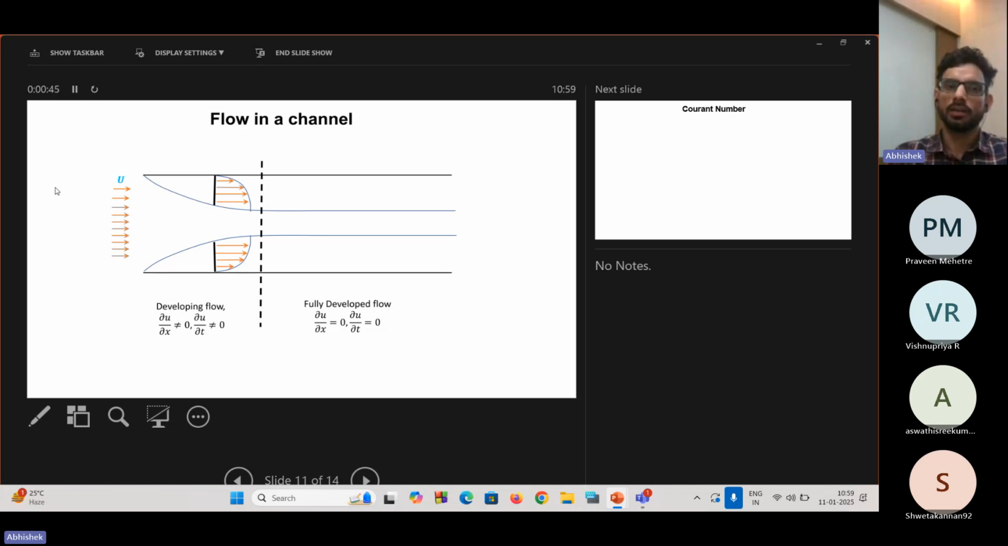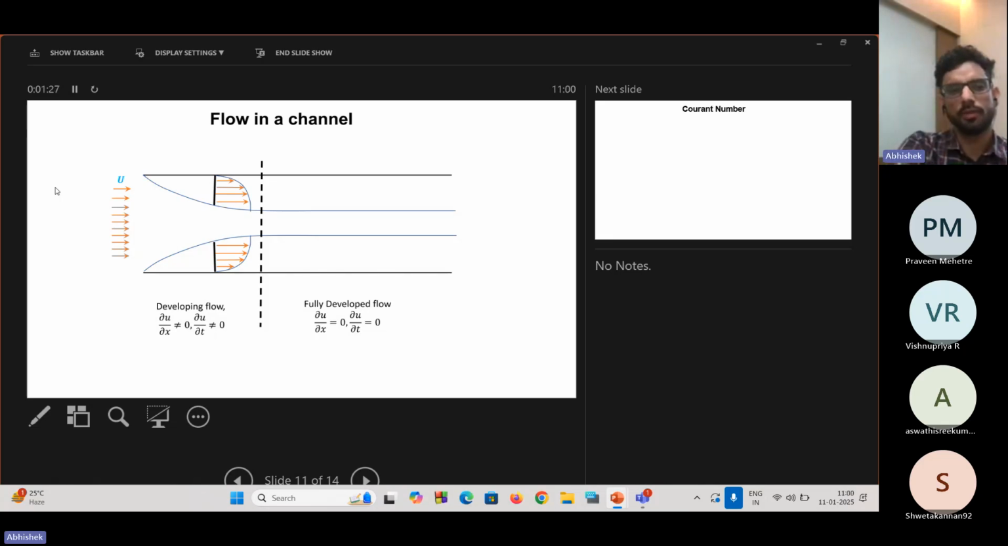When we say we have a fully developed flow in a channel, it means the boundary layer has fully developed. It is not changing in the x direction. Developing flow means del u by del x and del u by del t are both not equal to 0. The flow is still in the development stage, changing with time and in the x direction. But after a point, the boundary layer is almost not changing. That is when we call the flow fully developed, and we say del u by del x equals 0 and del u by del t equals 0.